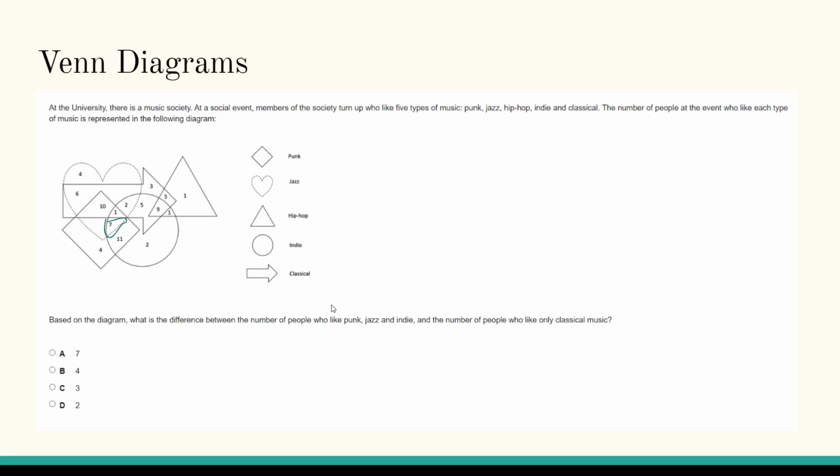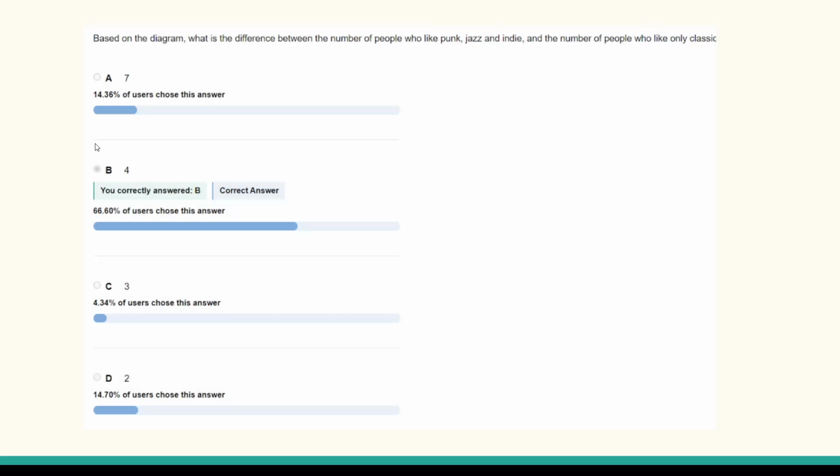We know that the total number of people who like these three is 7. For classical music, the arrow here, the part where there's no overlap is the number of people who like only classical music, which is 3. To get to the answer, we simply have to do 7 minus 3 to get 4, which is B. Right there.